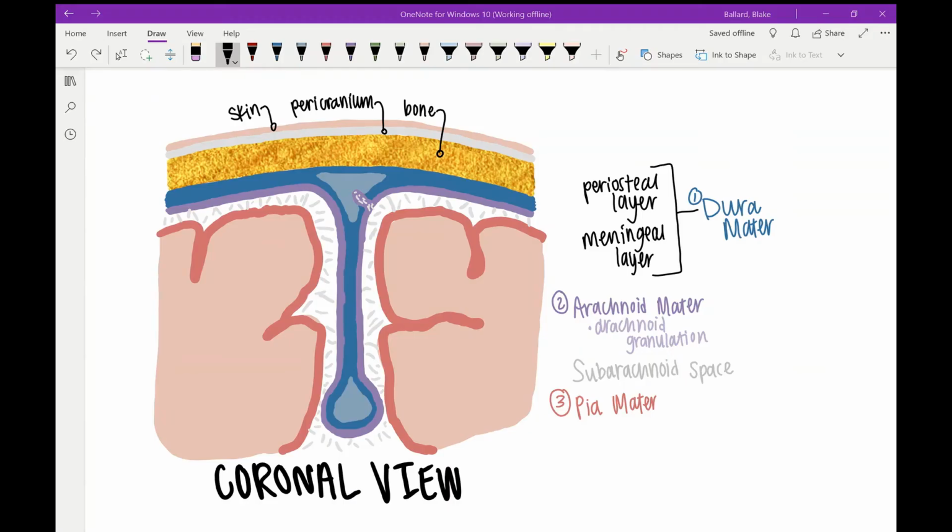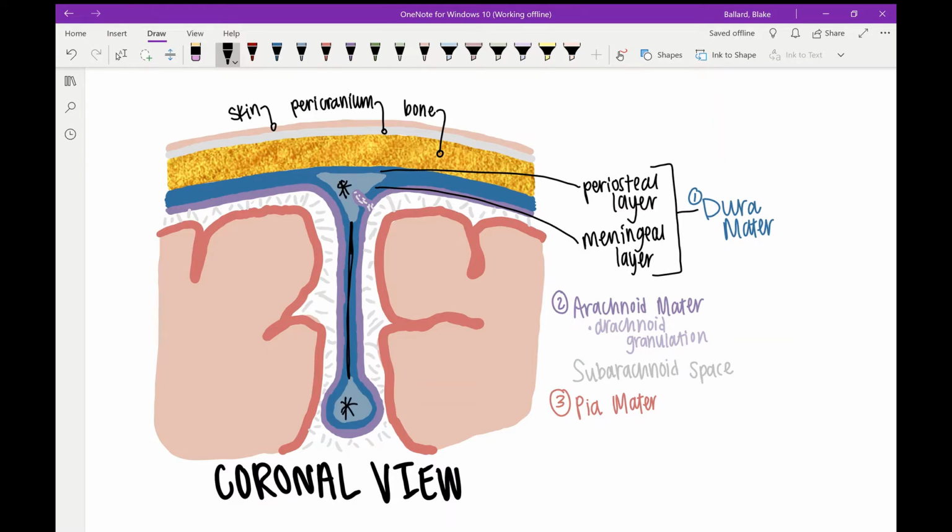Let's start with the cranial meninges. First, here we have the dura mater, we have the periosteal layer, and the meningeal layer. The meningeal layer will reflect away from the periosteal layer in certain areas, as seen here, to create the dural enfoldings, which are home to some of the dural venous sinuses as seen here, but we'll get to that.